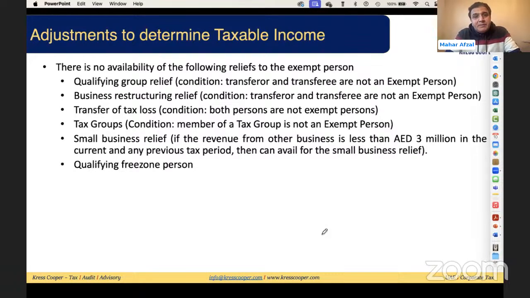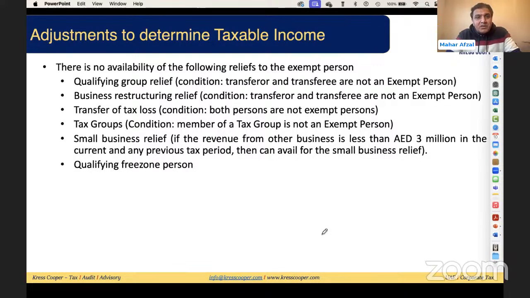There are some reliefs which will not be available to the businesses involved in the extractive and non-extractive natural resource businesses, like qualifying group relief. One of the conditions for the qualifying group relief is that the transferor and transferee are not exempt persons. Even if such businesses are conducting any other businesses, still it will not be part of the qualifying group relief. They will not be able to enjoy the group relief. In the same way, they will not be able to enjoy the business restructuring relief even if they are conducting any other business which is a taxable business.